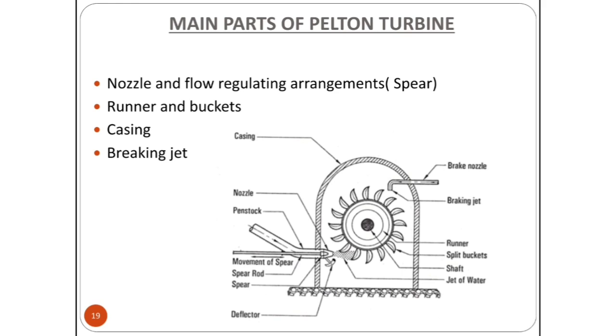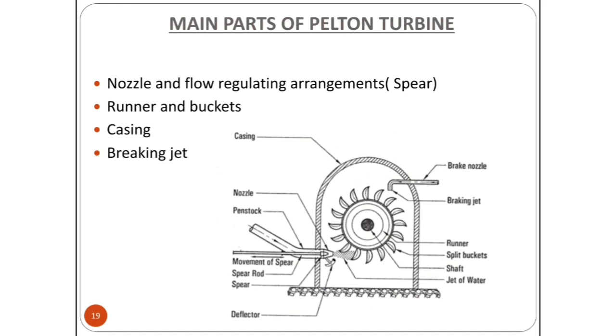So let us go with the components of Pelton wheel turbine. Here we will have the nozzle and flow regulating arrangement. The second one is the runner and bucket, the third one is the casing, and the fourth one is the braking jet. I will show the parts and I will explain in detail in the next slide.